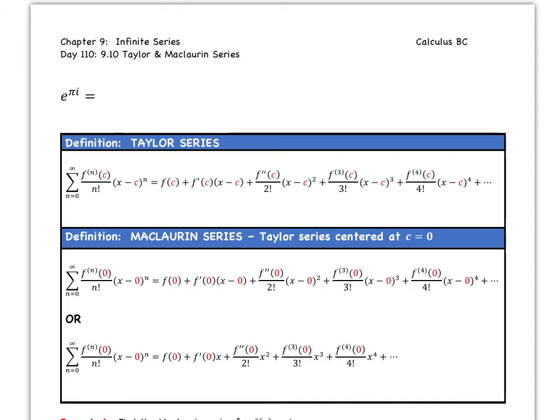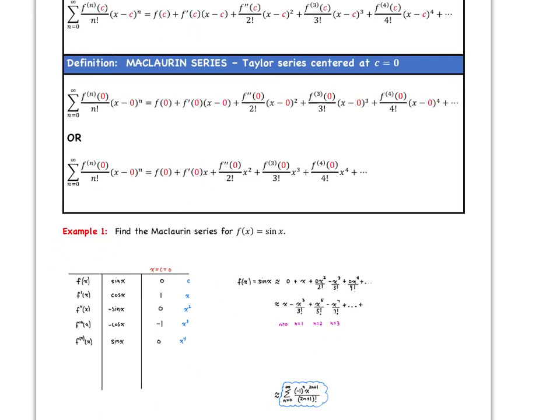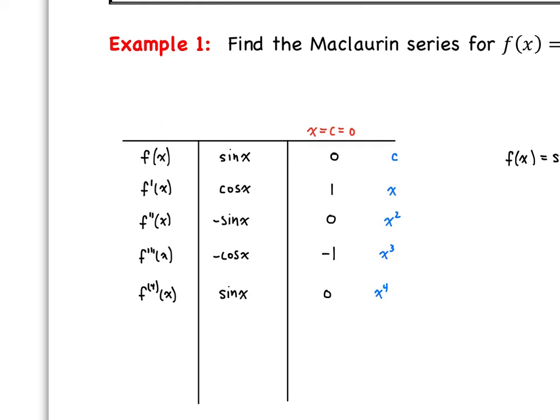So what we're going to do first is write the Maclaurin series for f of x equals sine of x. The first thing we're going to do is create that table just like we've been doing for the power series, and we're going to find all the derivatives and evaluate those when c equals 0.